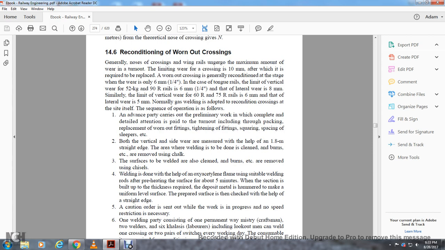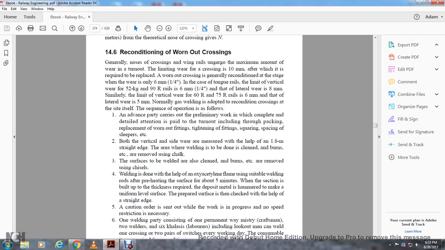Reconditioning of worn-out crossings. At the theoretical node of the crossing, the wing rails undergo the maximum amount of wear. With wear of 10 millimeters, it is required to replace the worn-out crossing. Generally, reconditioning is done at a stage with wear of only 6 millimeters, or a quarter inch. For the tongue rail, vertical wear is limited to 6 millimeters, 1/4 inch, for 52 kg and 90 R rails. Lateral wear is limited to 8 millimeters, and vertical wear for 60 R and 75 R rails is limited to 6 millimeters, with lateral wear of 5 millimeters.